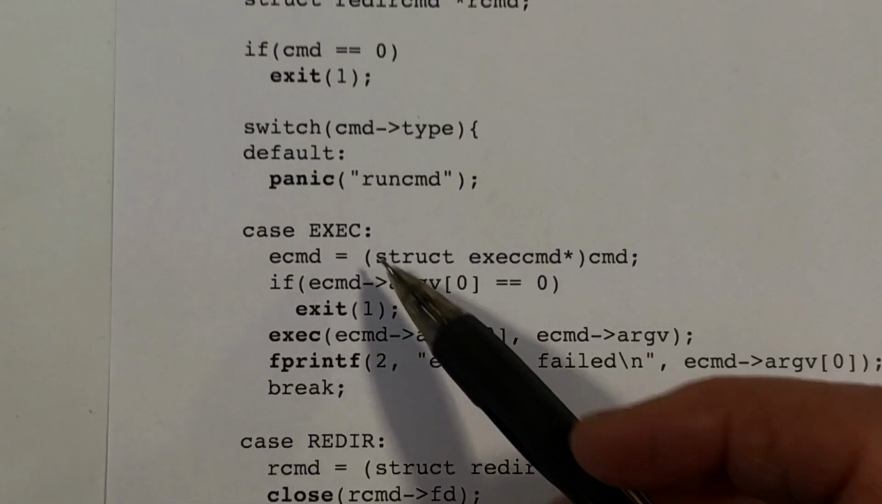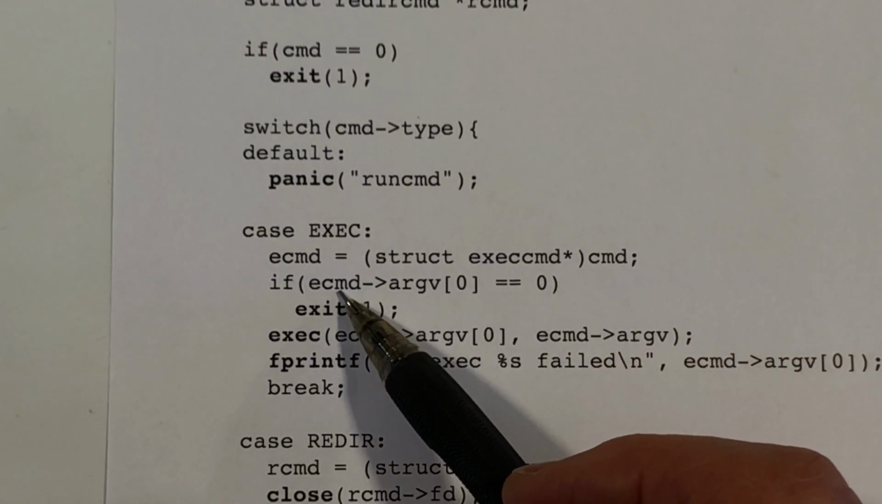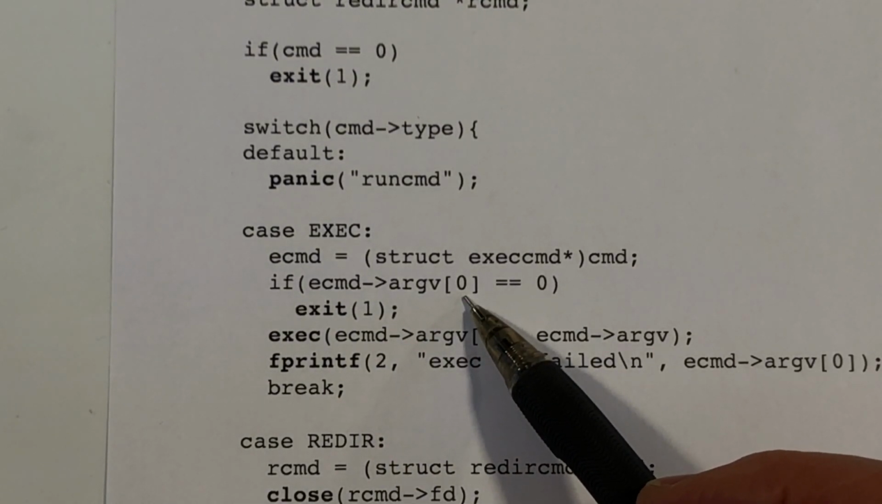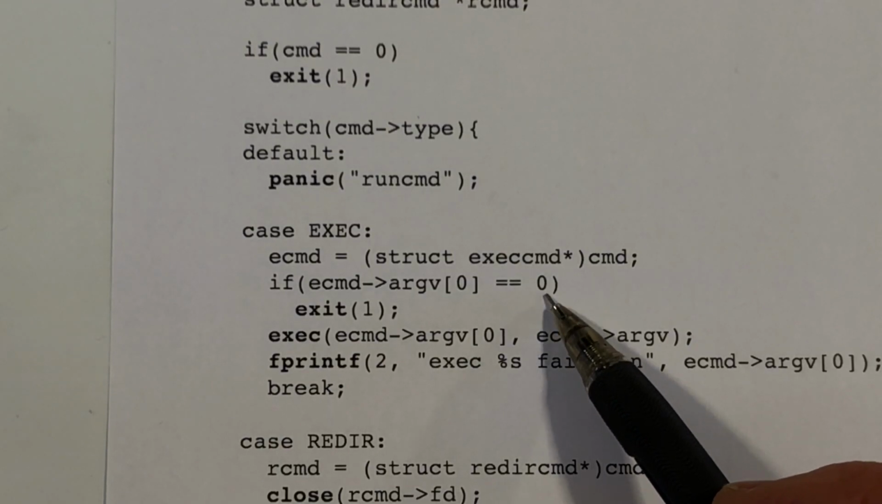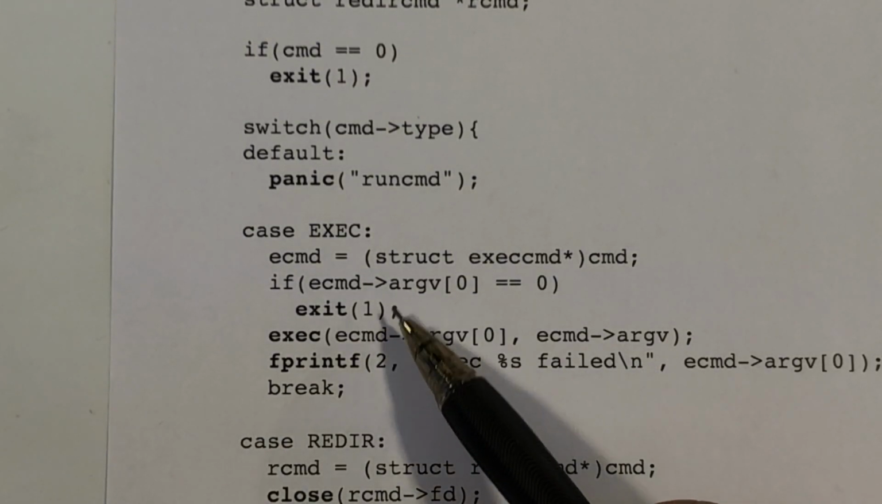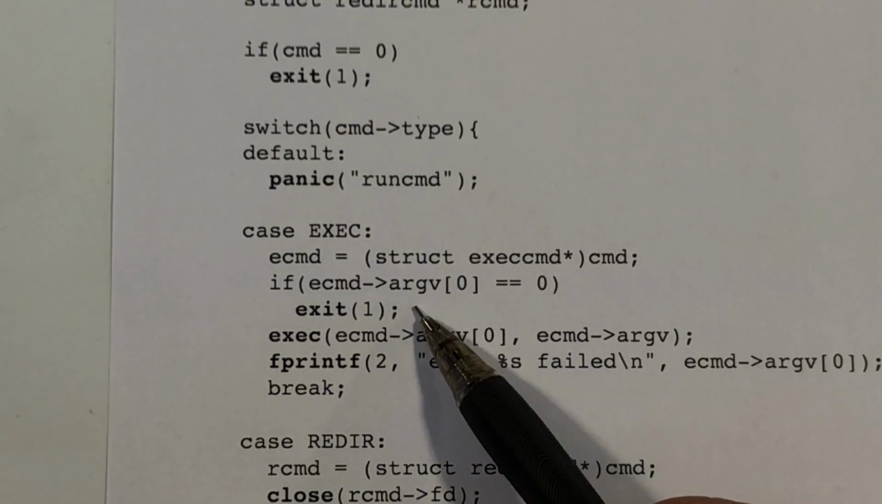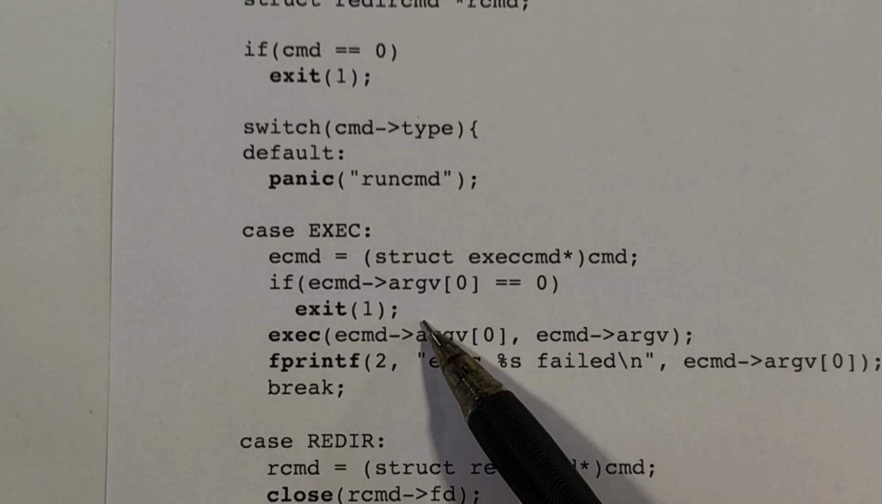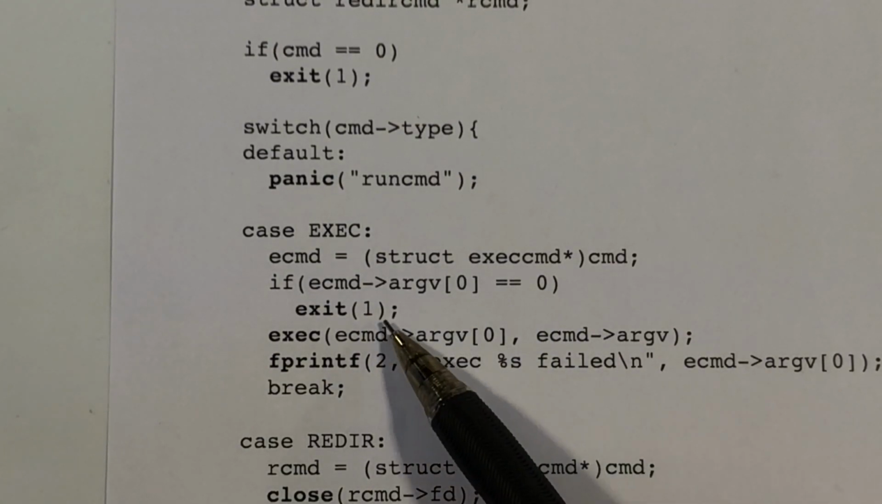Now, here's what it does for the exec, and we see that there's a check right here, and it asks, is the 0 position null? In other words, is there at least one thing there? And if there's not, it exits immediately. So that's why that if statement is there, because the user may type in a line with nothing on it. And so that would be this case right here, in which case it just terminates immediately.